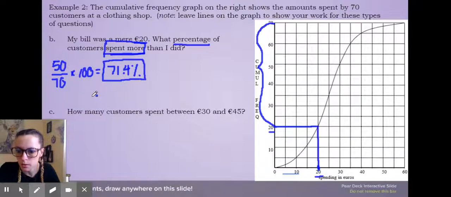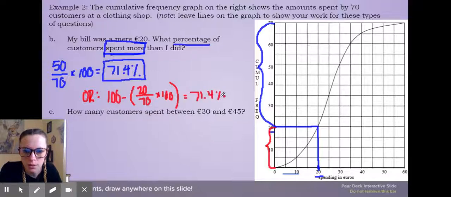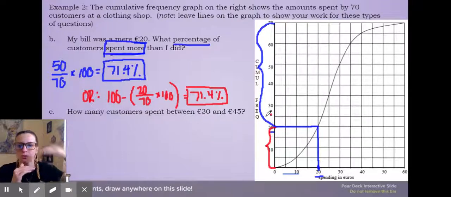That's one way. Option 2, I could figure out what this percentage is, what this percentile is really, because that percentage will be the percentile. So I can figure out 20 over 70 times 100, whatever that percentage is, and then just subtract that from 100, and it'll still give me the 71.4. It really is a matter of, I think they're both probably just as much work. It's just a matter of which way you see it. Do you want to do the subtraction first, or do you want to do the subtraction second? It doesn't matter.